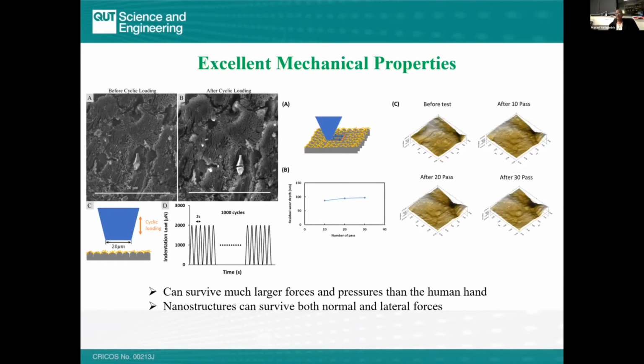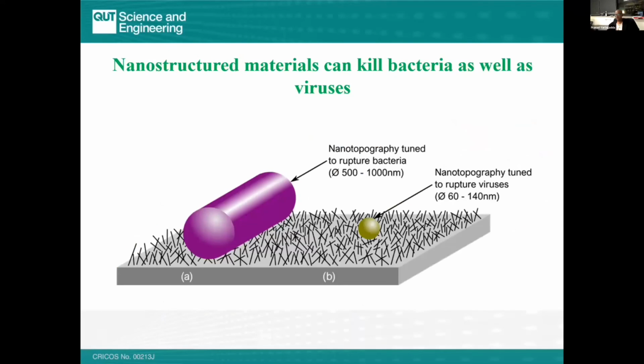Then we can upscale the technology to produce a thin film of these nanostructures, which could be wrapped around existing hospital furniture, or buses, exhibitions, or cruises, wherever we need to use it. You can see we kill all the bacteria, between 500 and 1000 nanometers. We kill all the viruses, which are in the order of 60 to 140 nanometers, with these surfaces. I'm not saying this is the only solution. This is one of the alternate solutions we can try.